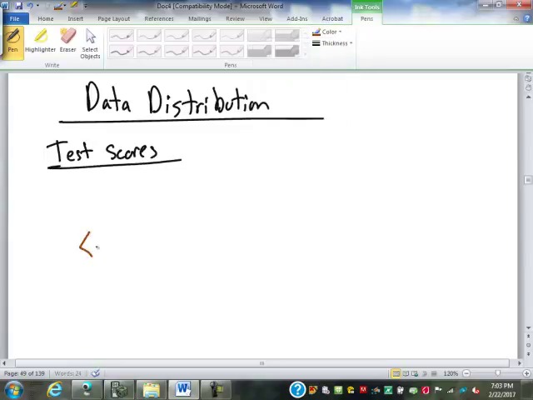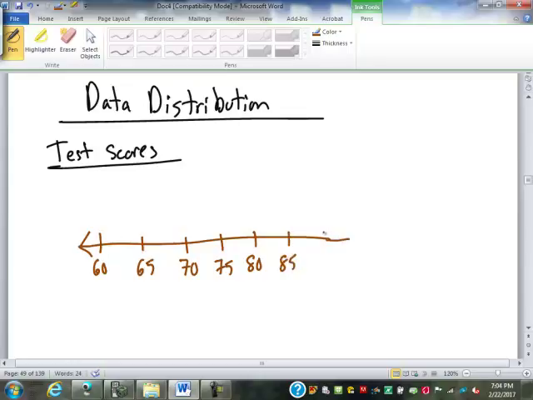We said that we didn't have any scores less than 60. So I'm going to create a number line. Pretend these are evenly spaced. For some reason they're getting closer together as I go, but I don't claim to be an artist. So we're going from 60 up to 100, so that covers at least the range of our data.